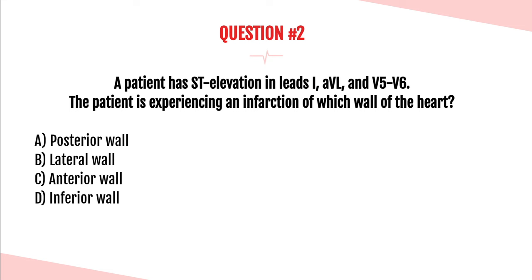All right, moving on to question number 2. A patient has ST elevation in leads 1, AVL, and V5 through V6. The patient is experiencing an infarction of which wall of the heart? Is it A, posterior wall, B, lateral wall, C, anterior wall, or D, inferior wall?